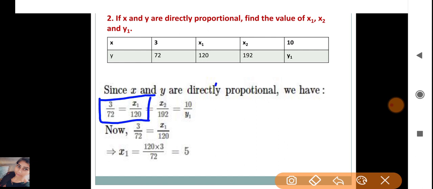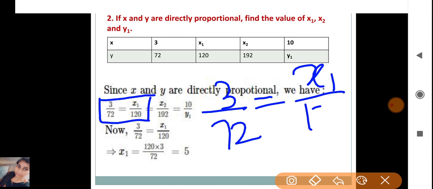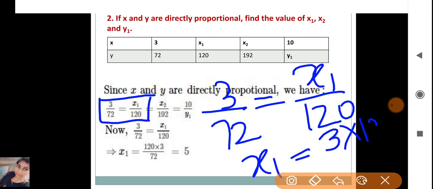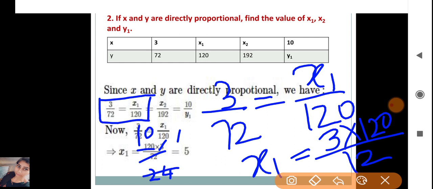If 3 by 72 is equal to x1 by 120, and I need to find the value of x1, it will be x1 is equal to 3 multiplied by 120 divided by 72. So let us cancel here only. 3 ones are 3, 3 twos are 6, 3 fours are 12, 12 ones are 12, 12 twos are 24, 2 ones are 2, 2 fives are 10. So basically I'm getting 5. So my x1 is equal to 5.